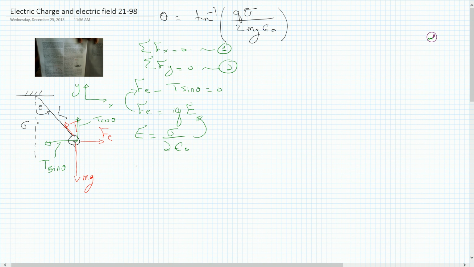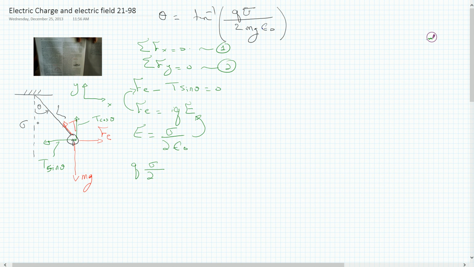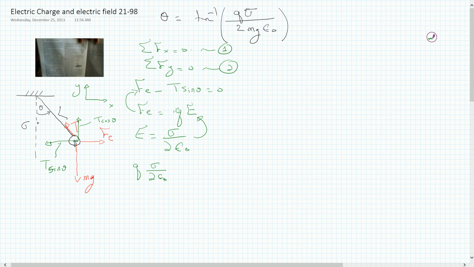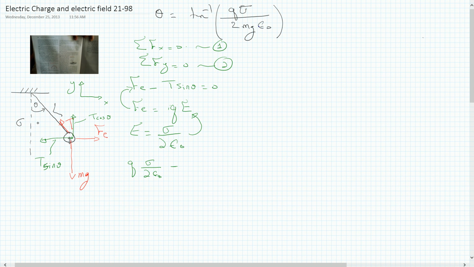Putting this here and this here, we will get q times sigma over 2 epsilon naught minus T sine theta is equal to 0, which makes T sine theta equal q sigma over 2 epsilon naught. So that's equation number 3.